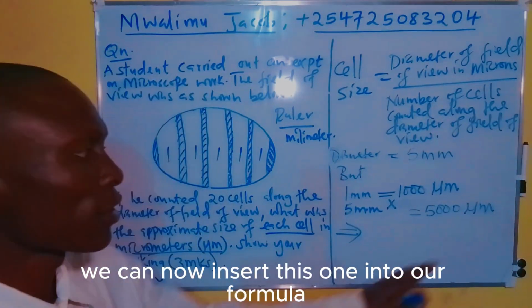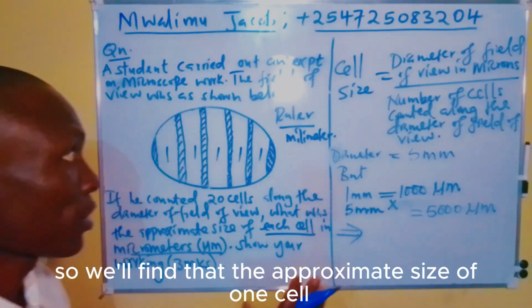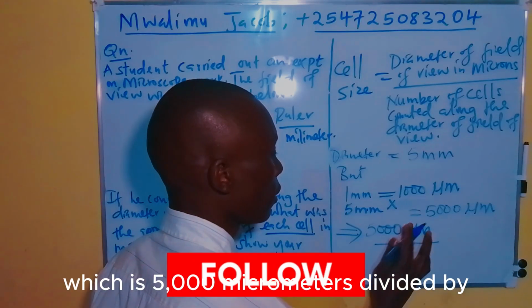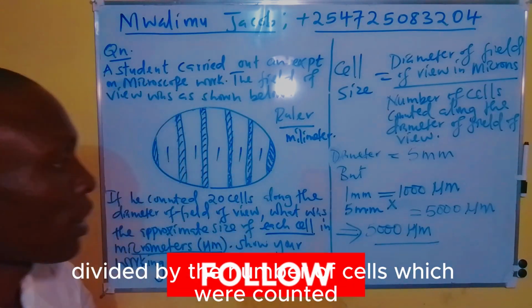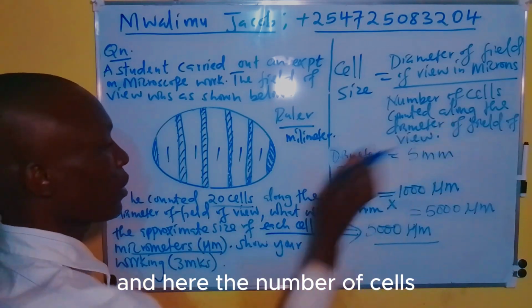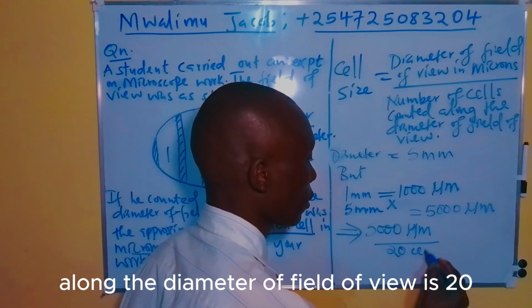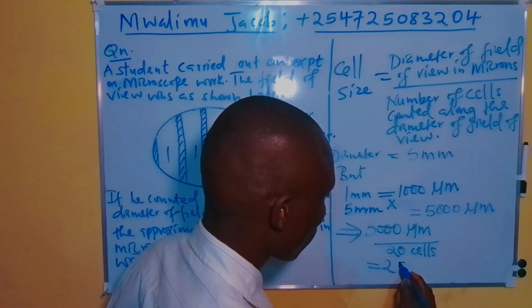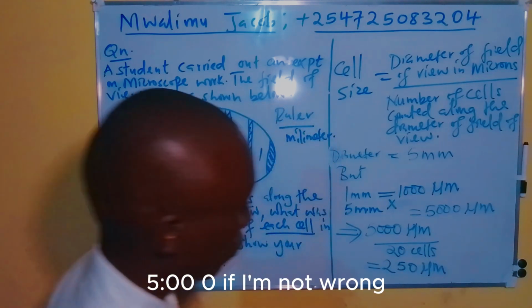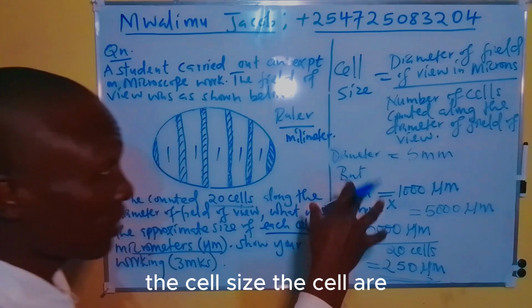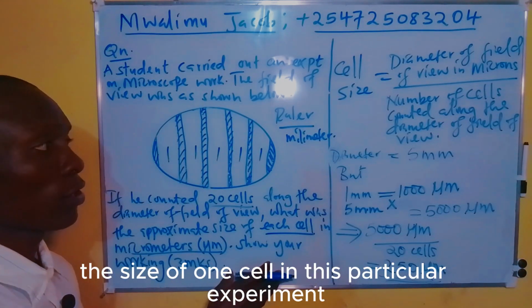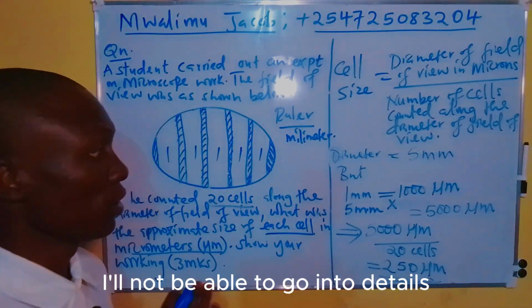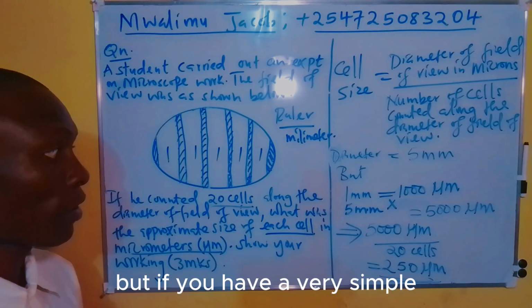So from here we can now insert this into our formula. We'll find that the approximate size of one cell will be the diameter of field of view, which is 5000 micrometers, divided by the number of cells counted, and here the number of cells along the diameter of field of view is 20 cells. So you'll find that this is around 250, if I'm not wrong. So the size of one cell in this particular experiment will now be 250 micrometers.